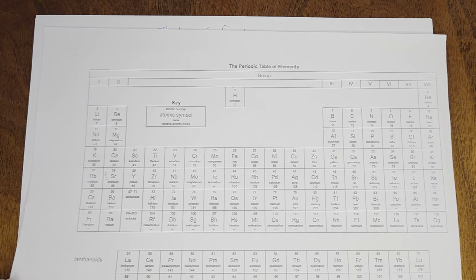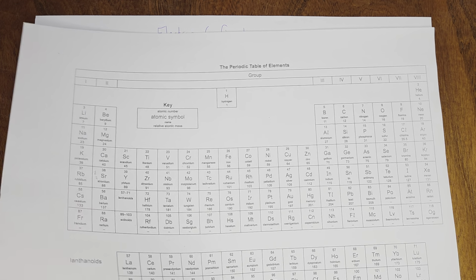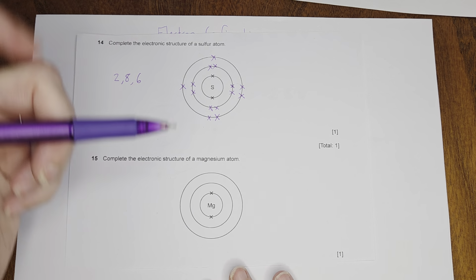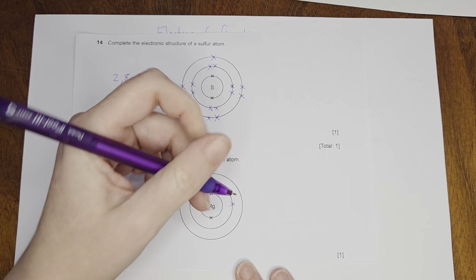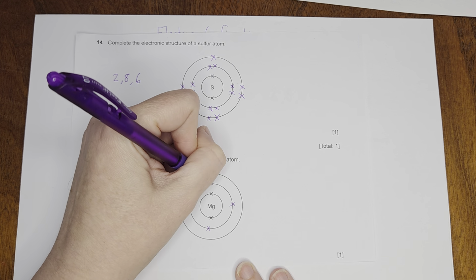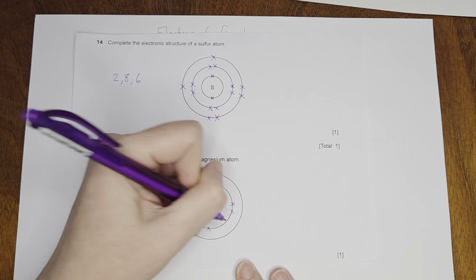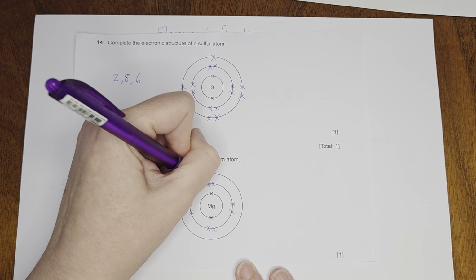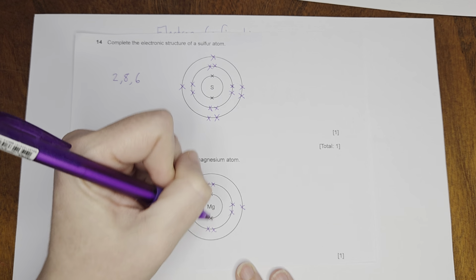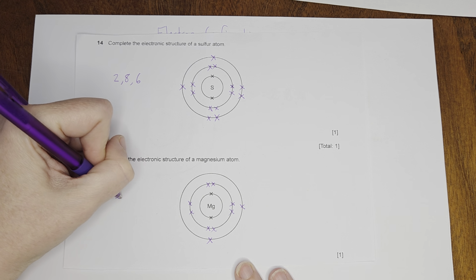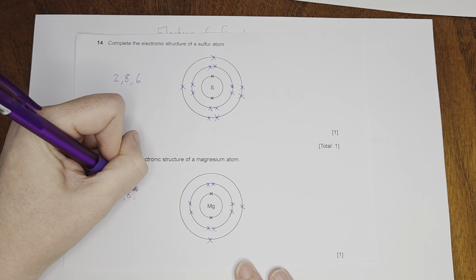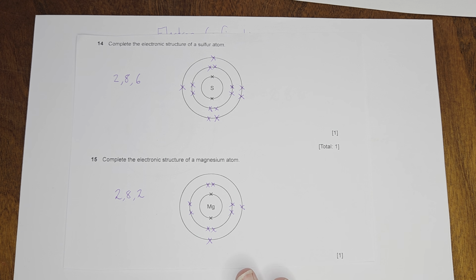For my next one, they wanted magnesium. So I look at magnesium. Magnesium is 12. So to draw it out, again, they did the first 2 for me. So that's 1, 2, 3, 4, 5, 6, 7, 8, 9, 10, 11, 12. To write that out, 2, 8, 2.